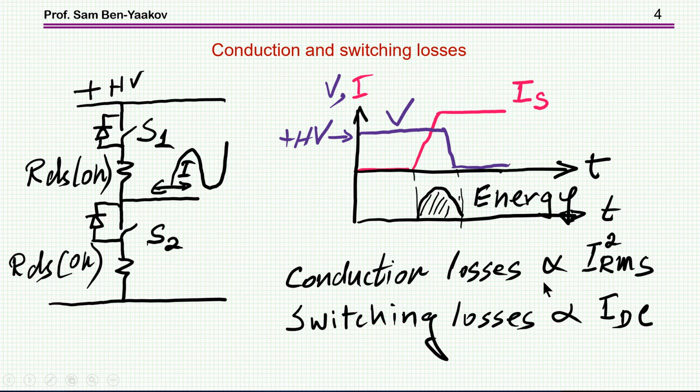The conduction loss is proportional to the square of the RMS current. I square times R is the power loss, while the switching losses are actually, for a given high bus voltage, proportional to the current at a given point. I'm calling it DC, that's not DC, I'm just saying that's not the RMS, but the actual current at any given point. And over the cycle, it will be approximately proportional to the DC value.